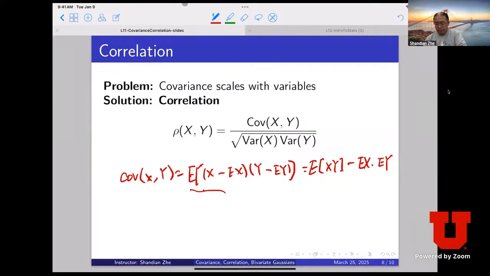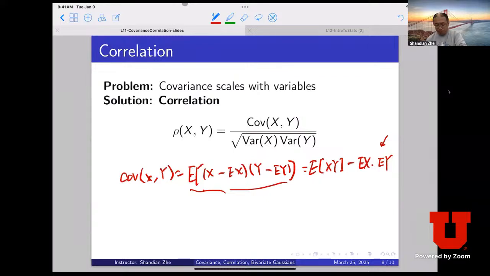Again, please try to replicate the proof we showed in the class by yourself, because it includes a very important trick. You expand those terms and then apply the linearity of the expectation, and you'll find that some terms are canceled, some terms are preserved, and eventually you will get this.